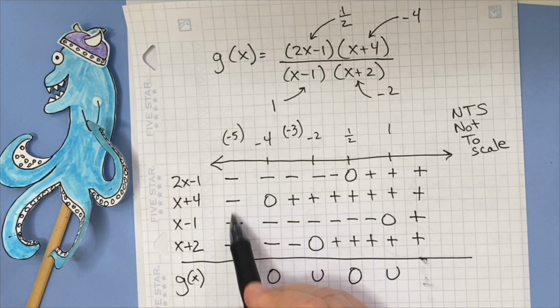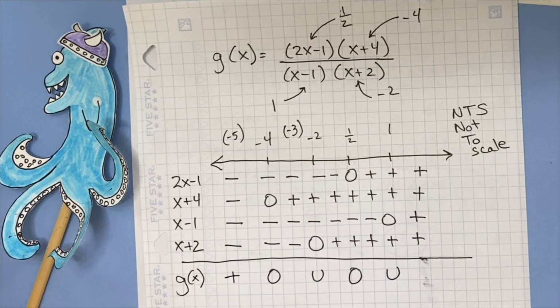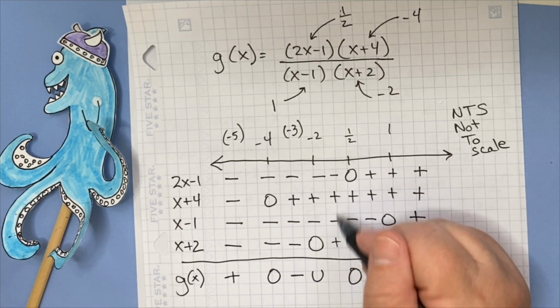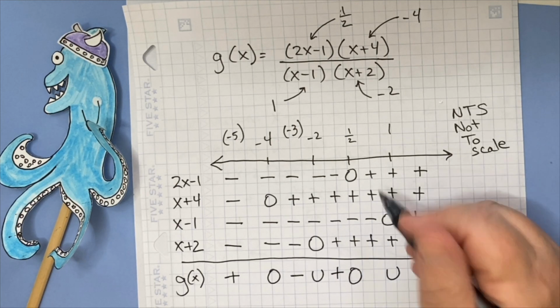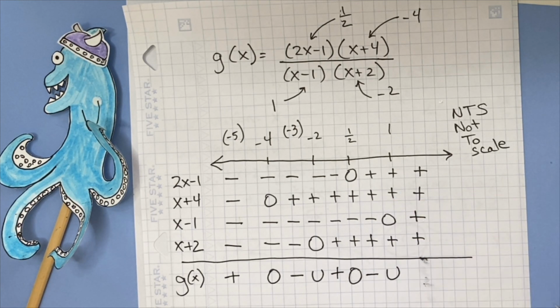Okay, 4 minuses make a plus. Doesn't matter. There's a 0 involved. It takes out, doesn't matter whether everyone else is positive or negative. 3 negatives makes a negative. 2 negatives makes a positive. 1 negative makes a negative, and a bunch of positives make a positive.